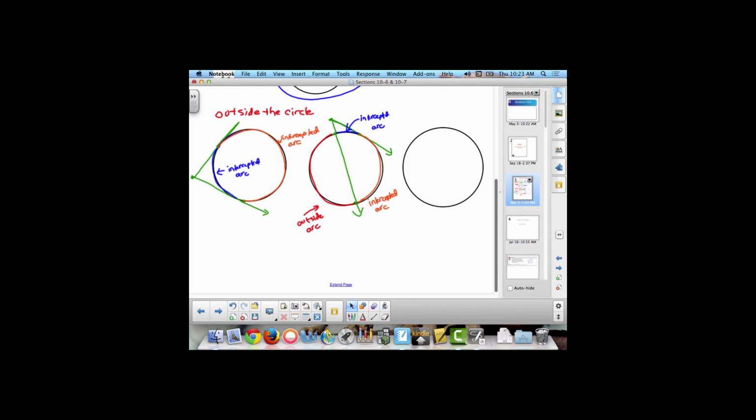Finally, we have the case where we have an angle with the vertex outside the circle made by 2 secant lines. This breaks the circle into 4 different arcs. These 2 are the intercepted arcs, and these 2 are outside arcs.